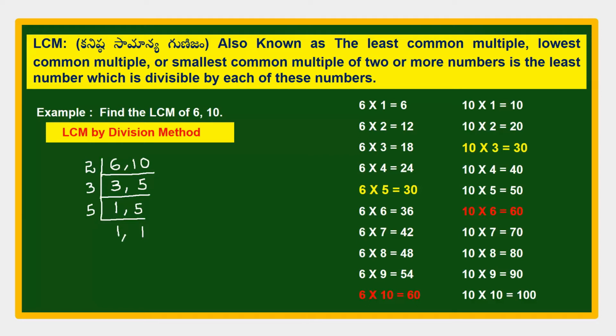So the LCM of 6 and 10 is 2 into 3 into 5. 2 3 is a 6, 6 5 is a 30. So 30 is the LCM of 6 and 10.